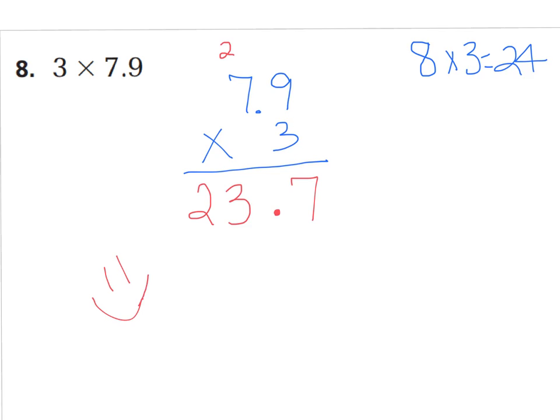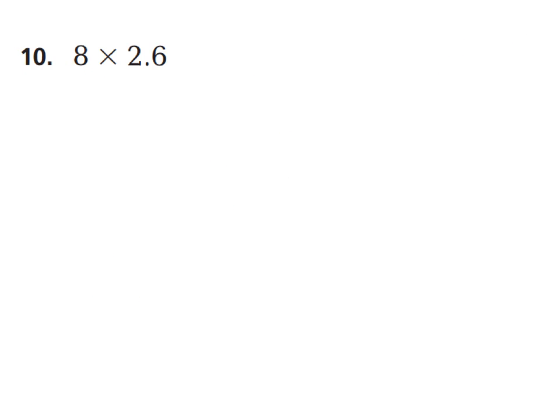All right, let's go ahead and move on to question number 10. Go ahead and set up question number 10 as 2 and 6 tenths times 8. Now stop and think. My factor goes to the tenths place, so think about where your product should go to. Press pause, and I want you to solve this problem. Let's see if our answers agree.